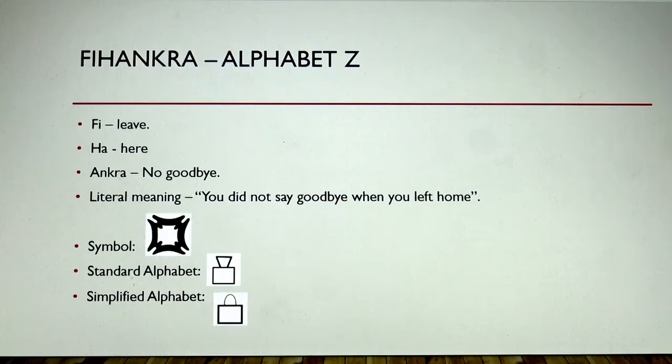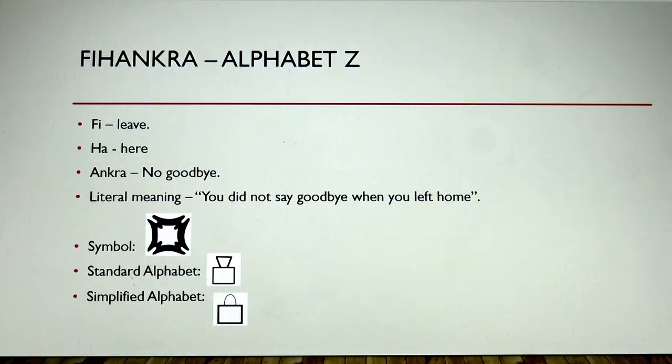Fi he nkara, no goodbye. Literally meaning you did not say goodbye when you left home. And this is the Adinkra symbol Fi Hrankar. This is actually a symbol to invite those in the diaspora that they left Africa without saying goodbye. So this is the Adinkra symbol Fi Hrankar, and this is the standard alphabet. This is a simplified alphabet.